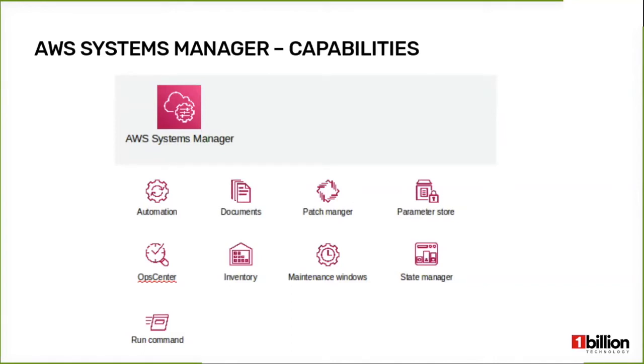So it has Automation. There's a thing called Documents, Patch Manager, Parameter Store, OpsCenter, Inventory, Maintenance Window, State Manager, Run Command. There's one more, Distributor. There are some more as well. I'm not going into great detail, just giving you an understanding. But I'll show you certain things, how to do them and all. I'll just give you the basic concept, and you can always go and study more.